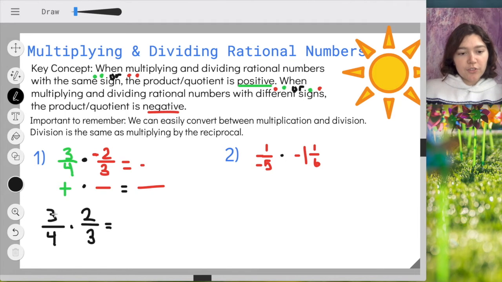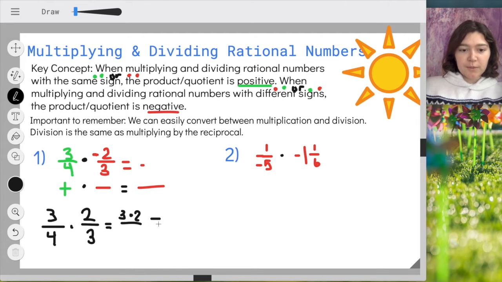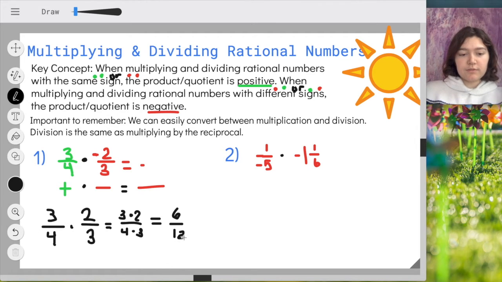So I'm going to do 3 times 2 to get my new numerator. And what is 3 times 2? 6. Perfect. So my numerator is going to be 6. And then for my denominator, I have 4 times 3. What is 4 times 3? That is equal to 12. Okay, so I end up with 6/12, or 6 divided by 12. That is the correct product, but it isn't in its most reduced simplified form.